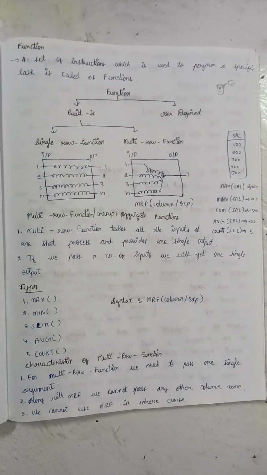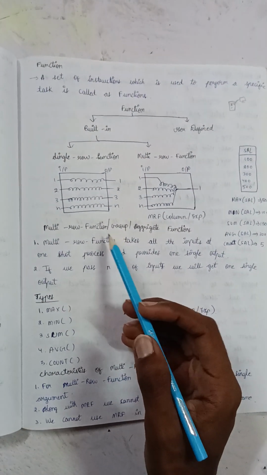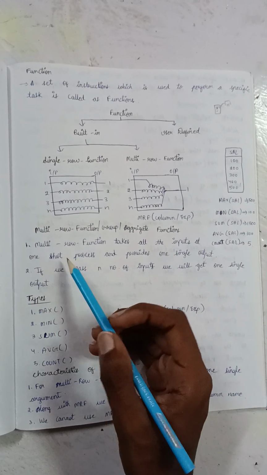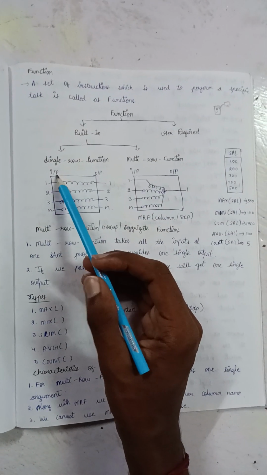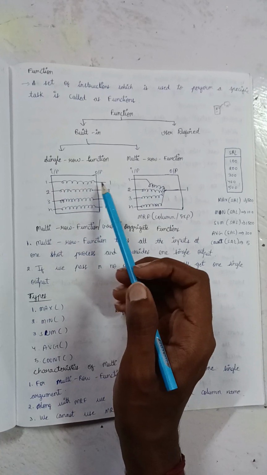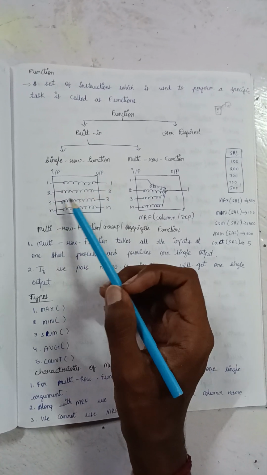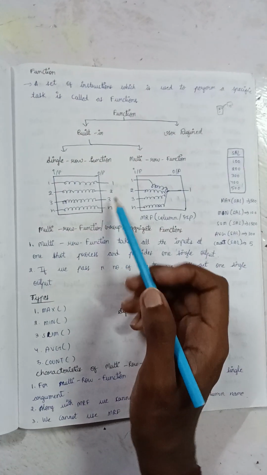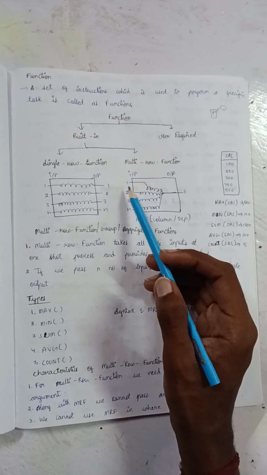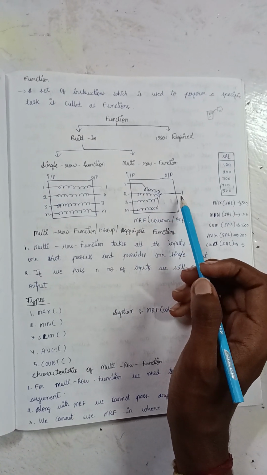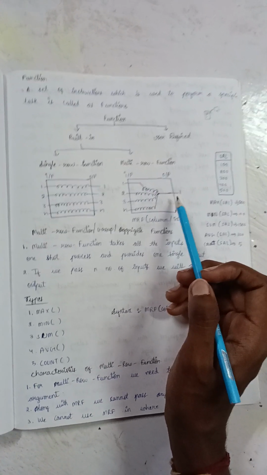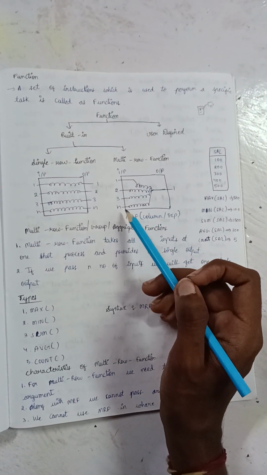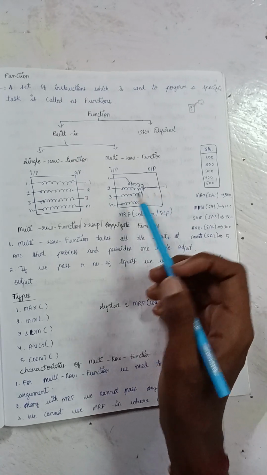Multi-row function is also known as group row function or aggregate function. A single row function gives one output for one input, two outputs for two inputs, and n outputs for n inputs. But in a multi-row function, if you give one input, it will give only one output. Two inputs, one output. Three inputs, one output. N number of inputs and one output.